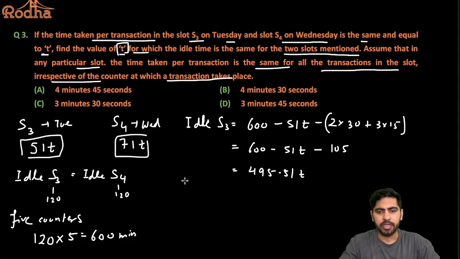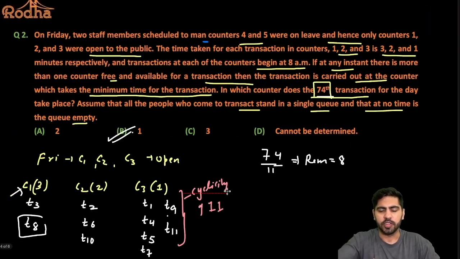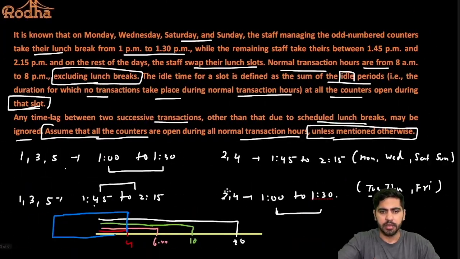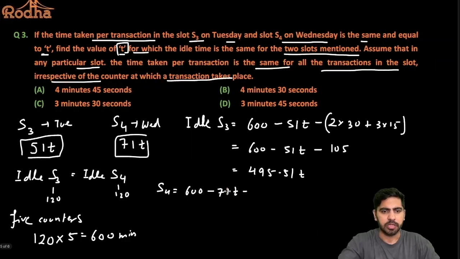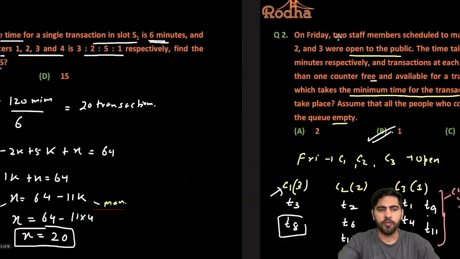Now let's calculate the idle time for slot S4. So similarly for slot S4, can I say 600 minus the time that goes into transaction, that is 71t, and minus the time where the counter is closed for the lunch. So on Wednesday, slot 4, that is on Wednesday. Okay, so the day is Wednesday, I suppose. Let me just confirm once, guys. Yes, slot 4 on Wednesday.